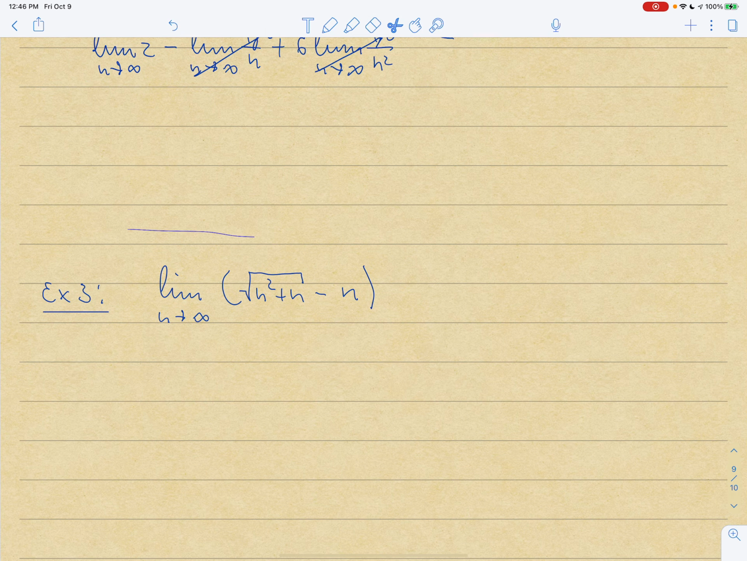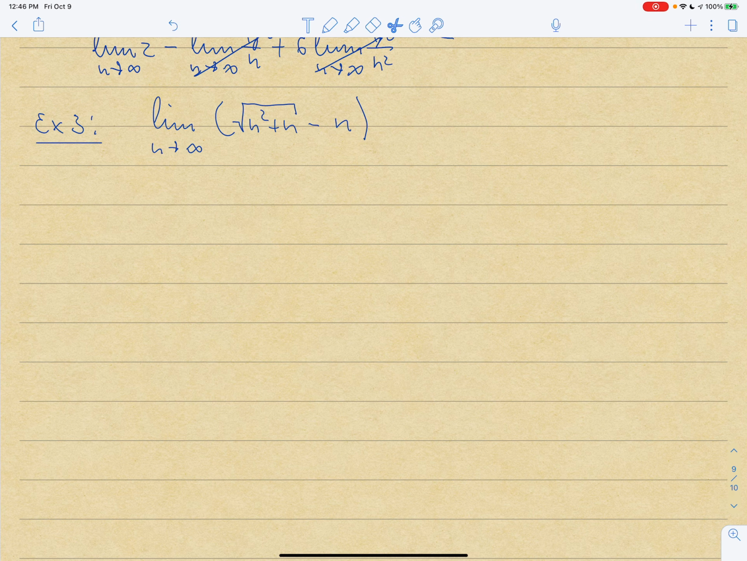Let's do another example. Again, this is going to end up being an indeterminate form. Why is it an indeterminate form? Because the limit of the first term as n goes to infinity does not exist. It's infinitely large. The limit of the second term when n goes to infinity again doesn't exist. It's infinitely large. But there is a hope that the overall limit might exist, because infinity minus infinity, it's not clear what it is. It can be anything you want. It's an indeterminate form again.